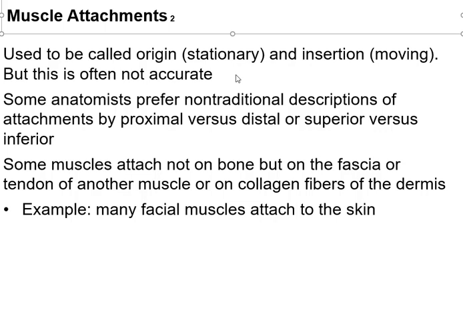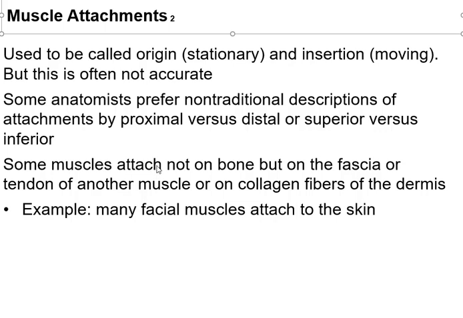So which is the origin and which is the insertion? In that case, it could be either way. You'd have to define the motion that you're using the muscle to pull to tell which is the origin and which is the insertion. So they're trying to start saying proximal and distal, or superior and inferior, instead of origin and insertion. But again, you probably want to know the origin and insertion of the major muscles, because you'll probably see them on your national boards.